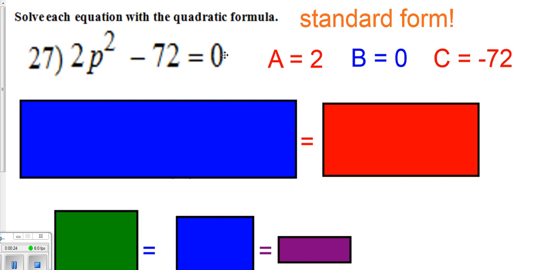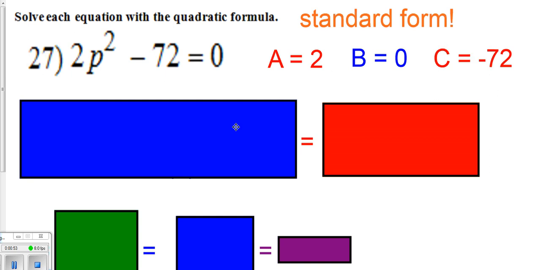set equal to 0 over here. Now, the tricky thing about this one is there isn't a term that just has p to the first power, which means our b value is actually 0. A is the one that goes with p squared, so a is 2. There isn't that middle term, so b equals 0. And the last one, the constant, that doesn't have a variable with it, is negative 72. So a equals 2, b equals 0, c equals negative 72.